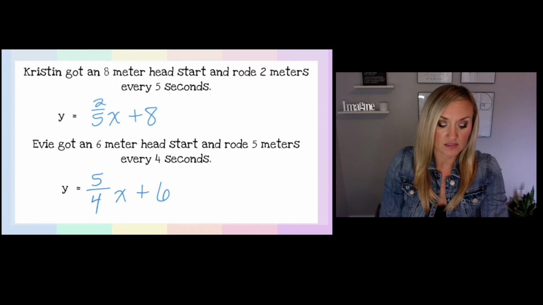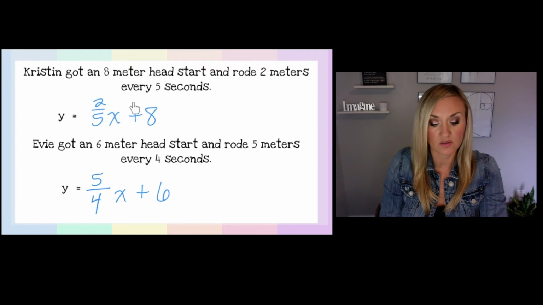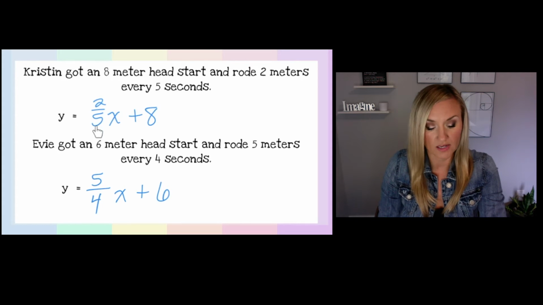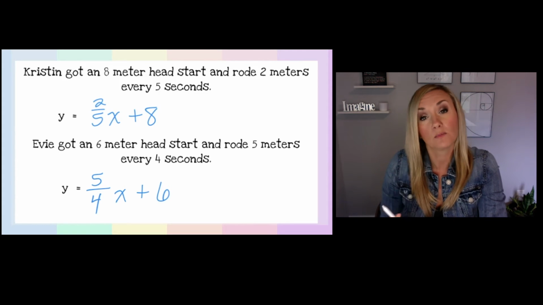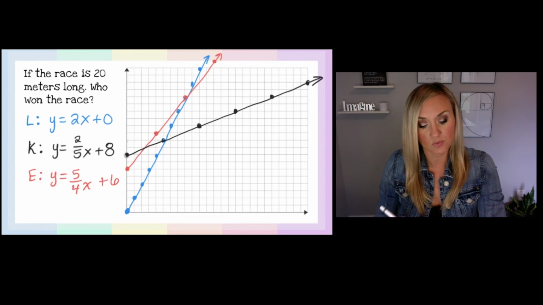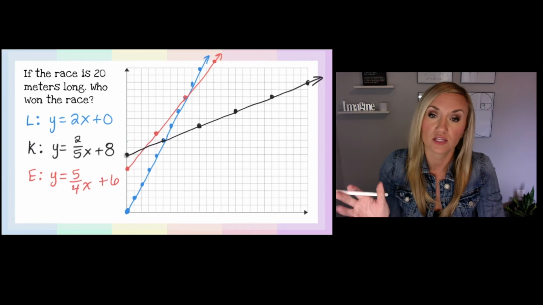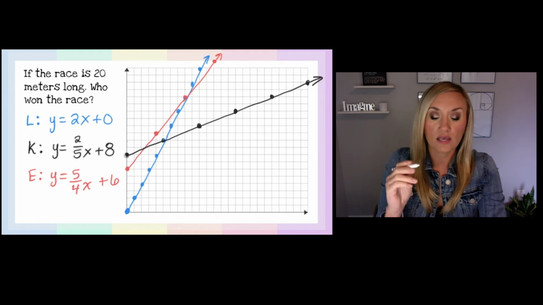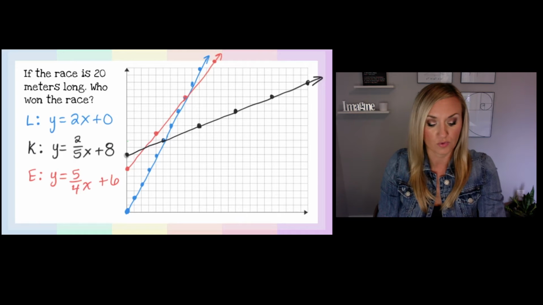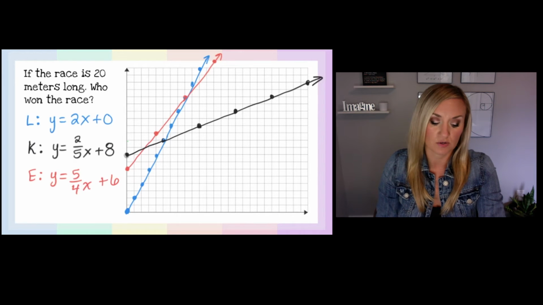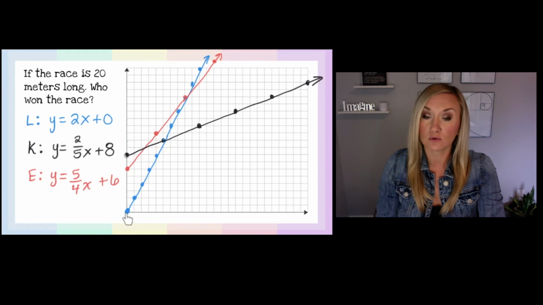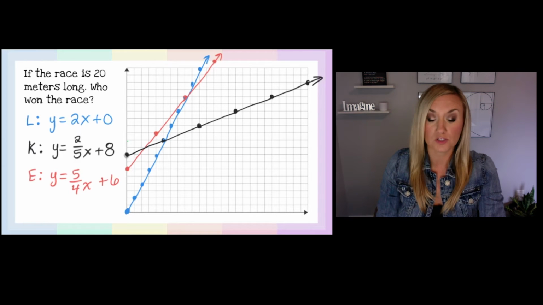Do you think it is the person who had the 8-meter head start? It all depends on how fast they're going, right? And that's something that we need to compare. We need to compare slopes, and we'll go ahead and do that. Now, I've already graphed this. Yours is probably blank, so I would recommend pausing this video and graphing these 3 equations that we just found, Leslie's, Kristen's, and Evie's.